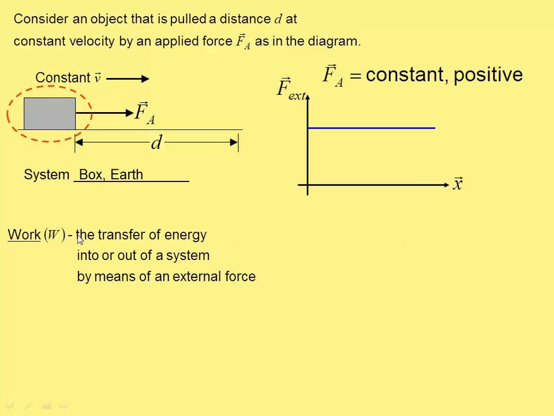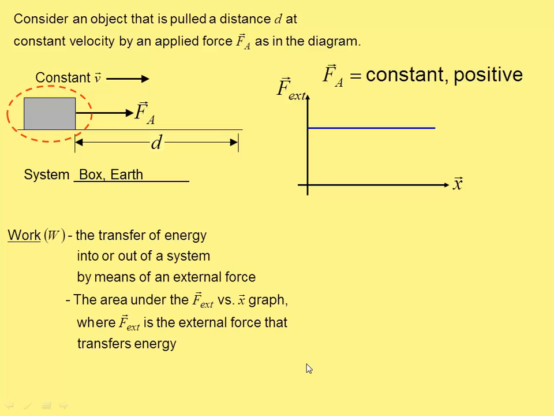So, if we're going to define work as the transfer of energy into or out of a system by means of an external force, we can also define work graphically to be the area under the external force versus position graph, where this is the external force that is transferring the energy. So you'll notice this is similar to how we did potential energy functions, but a little bit different because it's different forces. It's already a positive amount of energy, so we don't need to do the negative of the area under the curve, just the area under the curve.